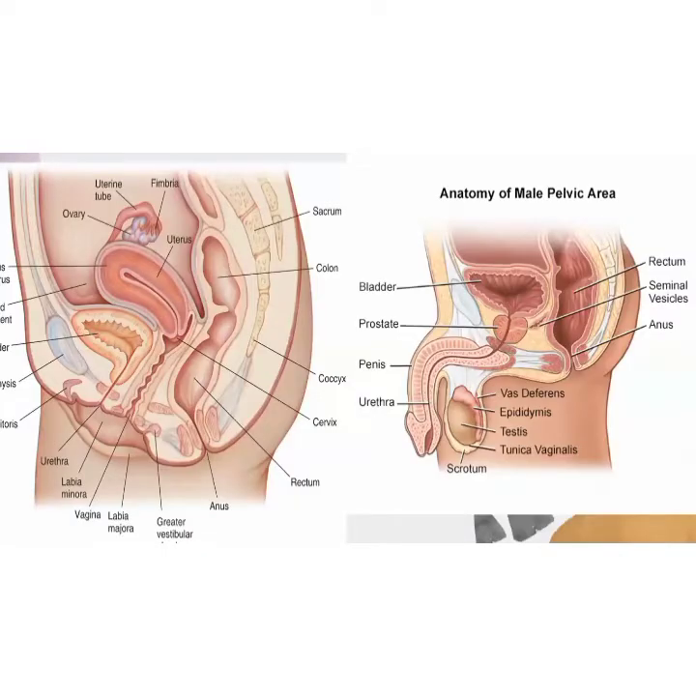This is the section of the pelvic cavity. We know already the contents of the pelvic cavity. See, this is the sagittal section of the male pelvis, which is on the right hand side, and the first one is the sagittal section of the female pelvis.